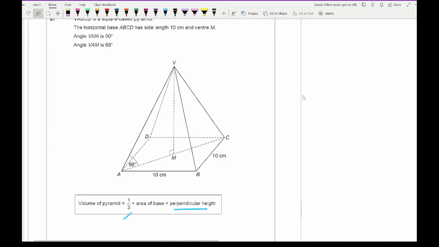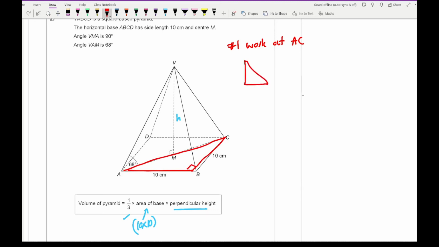I know what a third is. I know that the area of the base is going to be 10 times 10, but I don't know what h is. Now, to do this, what I need to do first is work out A to C. Because it's a square, it's going to be a right angle triangle. Once you've established that, that's 10, that's 10, that's A to C, and you can see that's going to be Pythagoras. So AC squared is going to be 10 squared plus 10 squared. So AC squared equals 200. So AC equals the square root of 200.